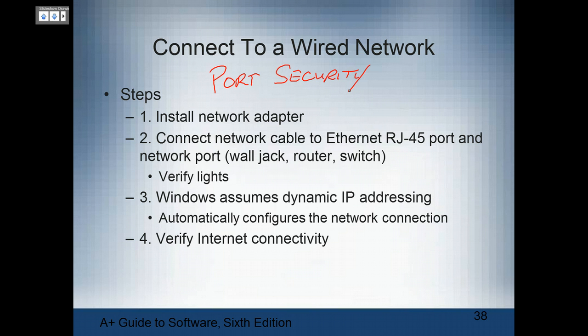What happens if it assumes it's dynamic and you can't find a DHCP server? An APIPA address. Very good. 169.254.something with a 255.255.0.0 mask and no gateway. 169.254 means that it's trying to get an address from a DHCP server, but it can't get there.